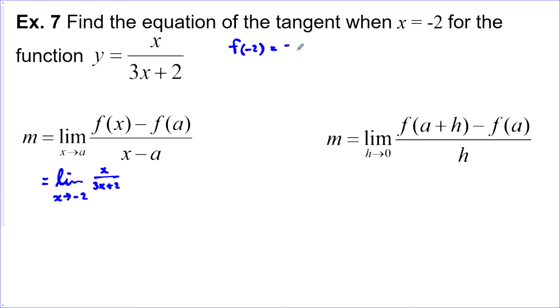So negative 2 over 3 times negative 2 plus 2. And this will be negative 2 over negative 6 plus 2, which is negative 4, so negative 1/2. Alright, so this will be minus negative 1/2, and all over x minus negative 2, so x plus 2.